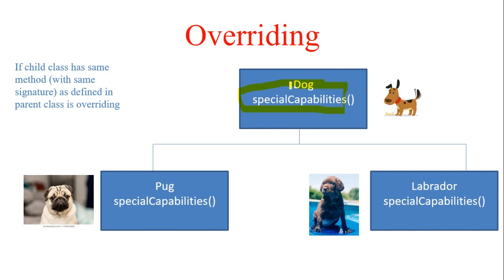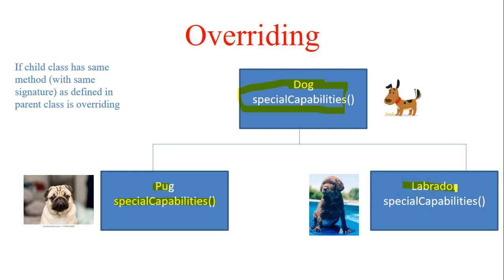Your Dog says, I have a special capability of barking. But the child says that I don't only bark, I have more special capabilities. So Pug copies the complete method signature but changes the definition of that special capability. Everything will be the same: public void specialCapability(). Same with Pug: public void specialCapability(). But the real method definition changes. Pug says, I have a special capability, I am also cute.